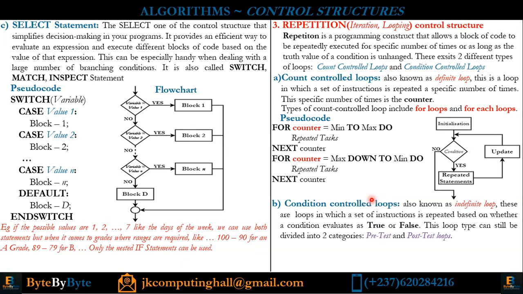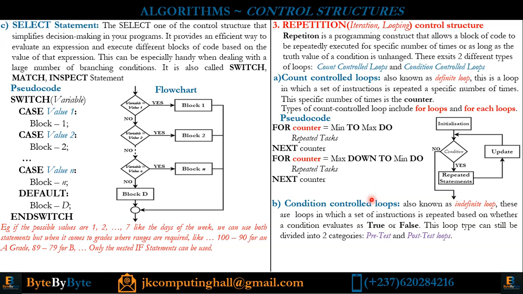We move to the next one, the condition control loops, also known as indefinite loop. Indefinite meaning we don't know the number of times you are actually looping. These are loops in which a set of instructions is repeated based on whether a condition evaluates to true or false. So in this case, you can already see that even on condition control loop, we are having two types, because when we were defining a repetition, we said a block of code is executed either a fixed number of times or as long as a truth value is unchanged.